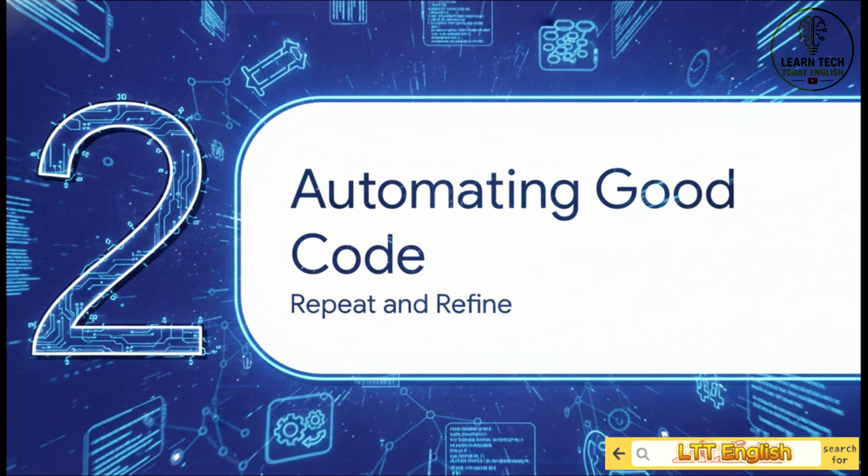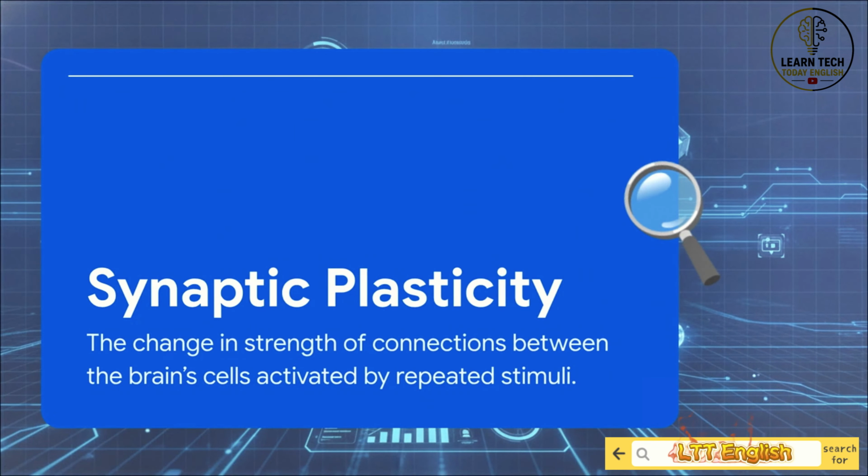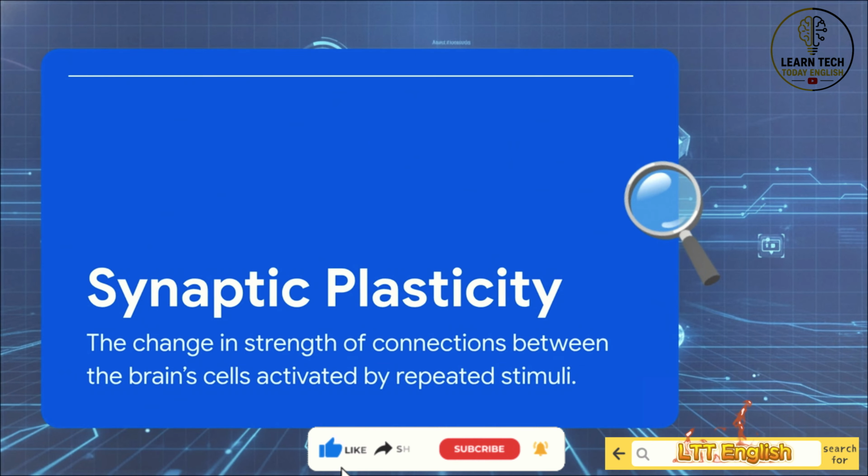Moving right along to step 2, let's break down how we automate good code using our first R, repeat and refine. You absolutely do not have to be imprisoned by your past. Think back to the positive habits or specific actions that helped you successfully cope with stress before. By repeating these healthy habits and refining them over time, you are actively strengthening positive neural pathways in your brain. It's a scientific concept called synaptic plasticity. Basically, you're training your subconscious to handle future bugs completely effortlessly. Every time you repeat a healthy coping mechanism, you're writing better code for your brain.